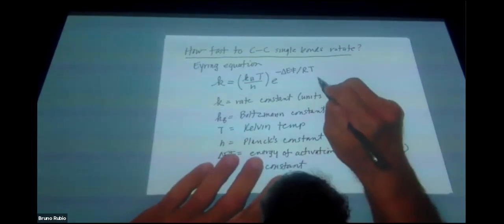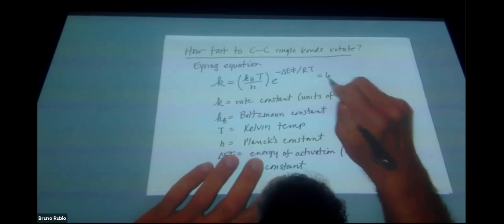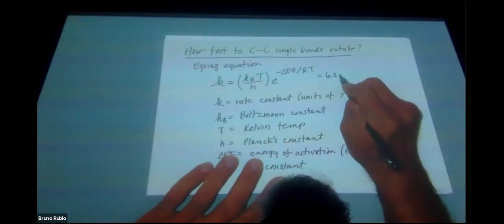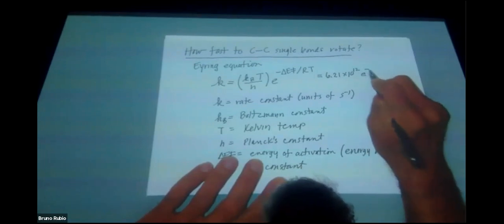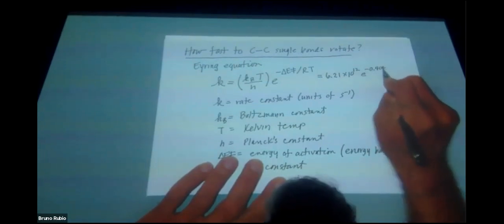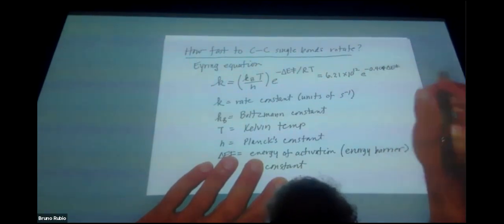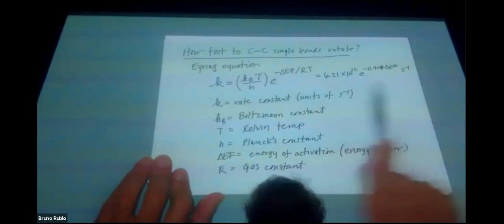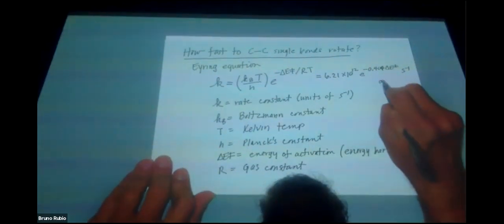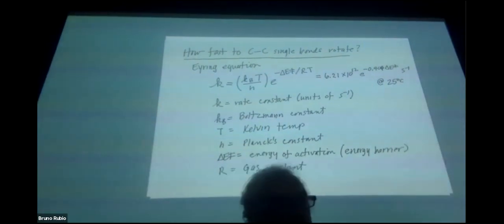So at 25 degrees C, I did all of that and got all the units right. This is k equals 6.21 times 10 to the 12, e to the minus 0.404 delta E double dagger, and this has units of per second. So this is really the only computational formula we care about. These are the values at 25 degrees C. Okay, so that's the Eyring equation.